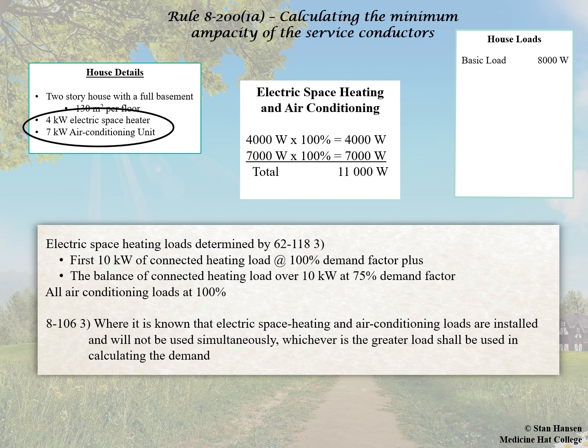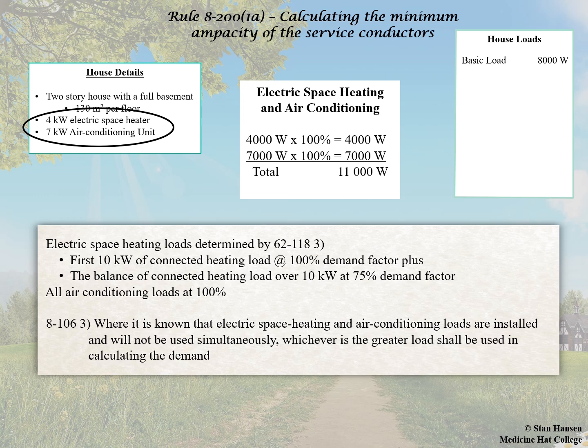Normally, in a residential house, we don't need to worry about this rule because we're always going to be less than 10,000 watts. However, as we move through and start looking at apartment buildings, I want you to remember this rule, 62.118 sub rule 3, because we will be coming back to this one.